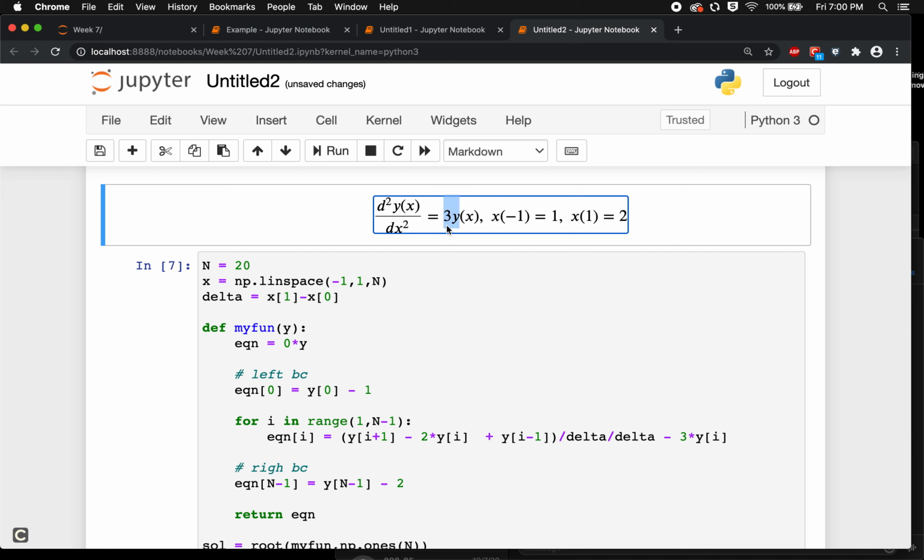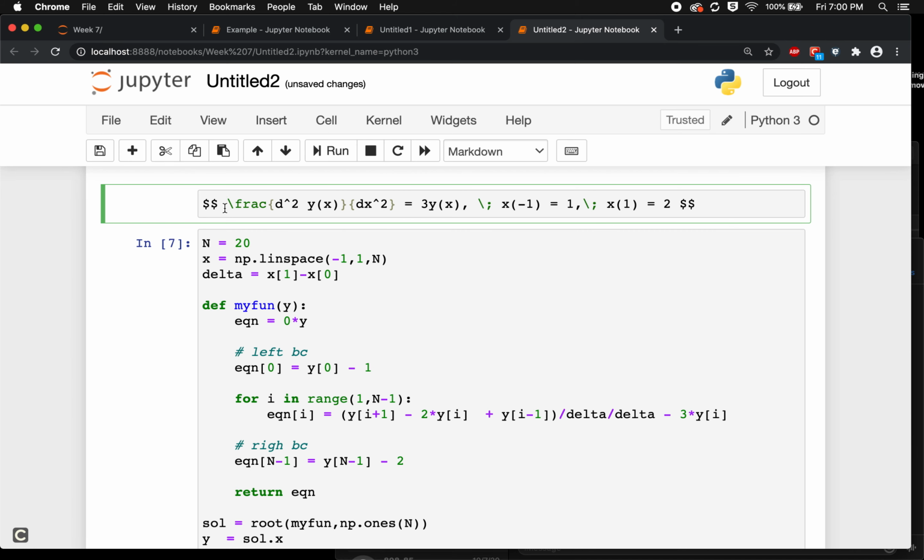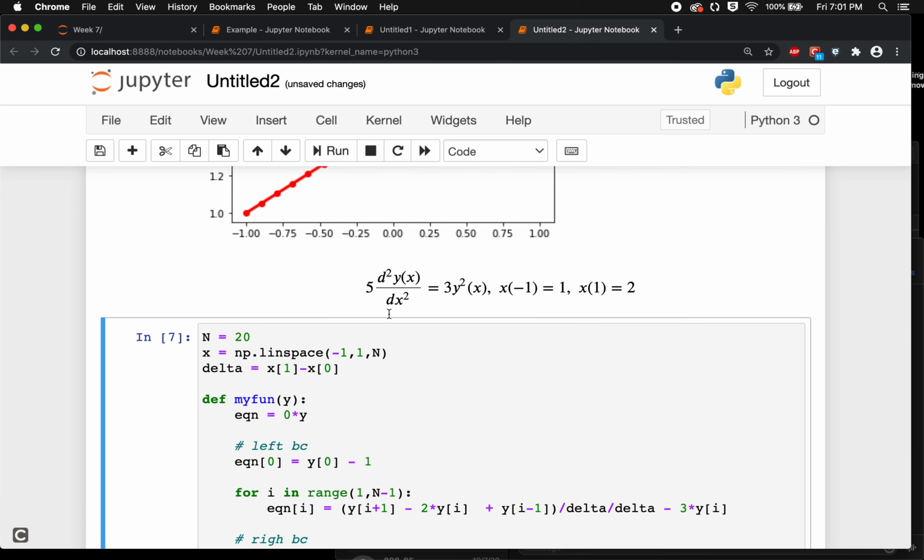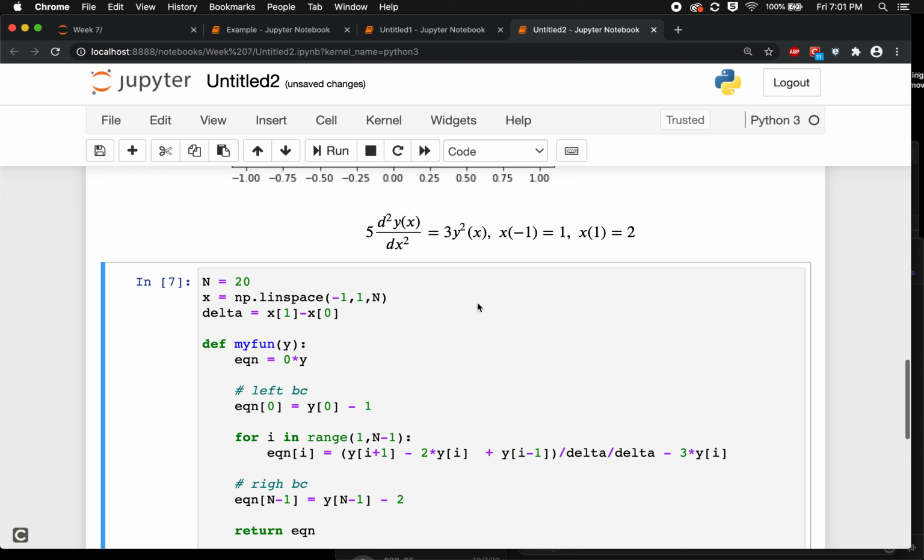But we can modify it, so maybe we might want to put 5 in front of here, and let's make this y squared, right? So now we have an equation that doesn't have an analytic solution. To make the modification, we just come down simply to this equation. So this part here is our second derivative. So if we want to take 5 times the second derivative, all we do is just put a 5 here times the multiplication.